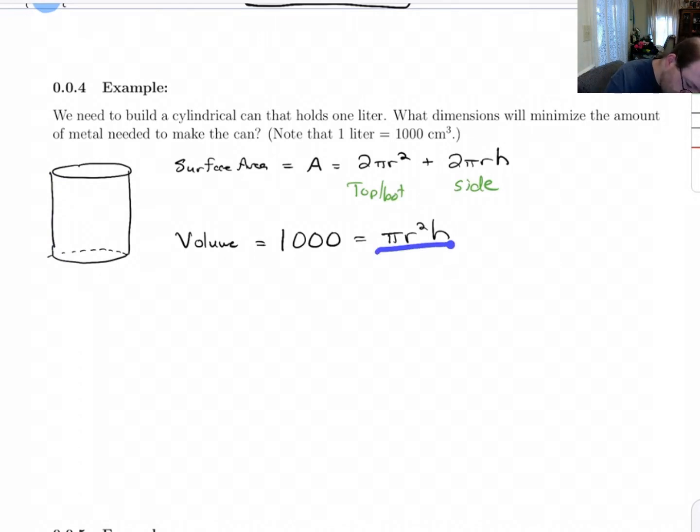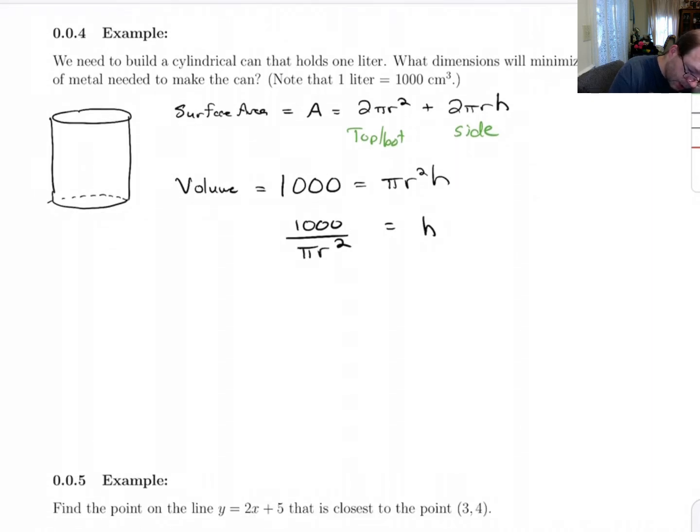So what we need to do is take this and substitute it in to here. Now we could do it for r or h. H is going to be easier. So if you take this and solve for h, you get h is equal to 1,000 over pi r squared. So I'm going to take that and plug it into here. You get the surface area is 2 pi r squared plus 2 pi r h, but the h is getting replaced with 1,000 over pi r squared.